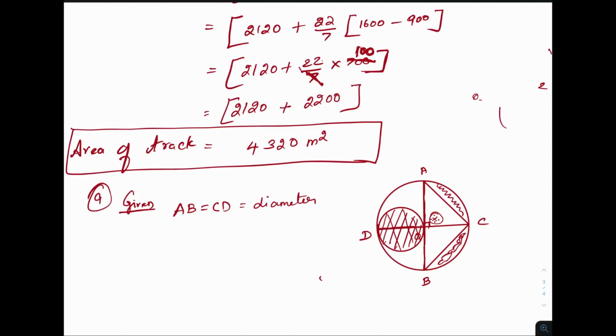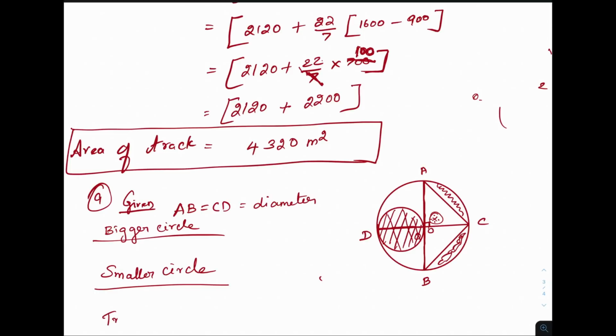OD is the diameter of the smaller circle. So we can take the bigger circle and the smaller circle, so that we can write what is the radius, what is the diameter, and the height of the triangle. If we write everything, it will be easy for us to apply it in the formula.